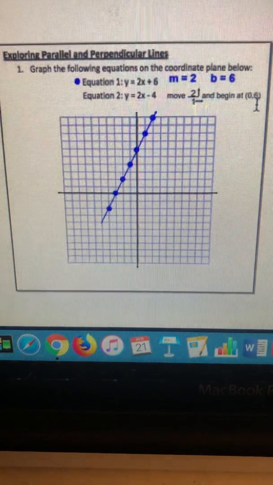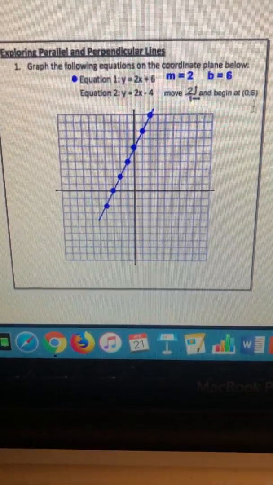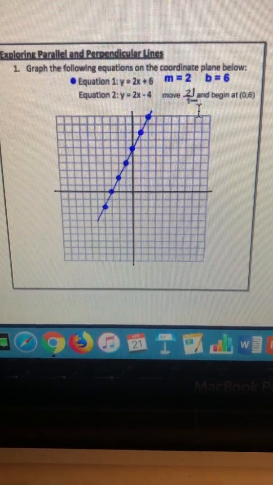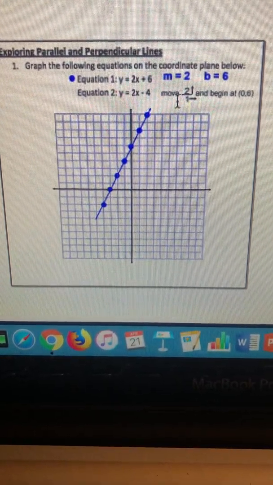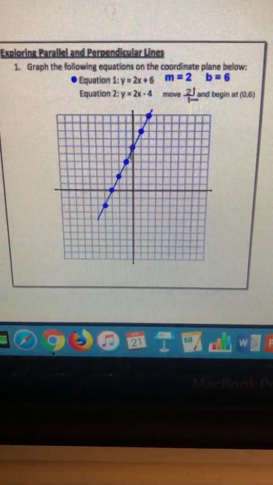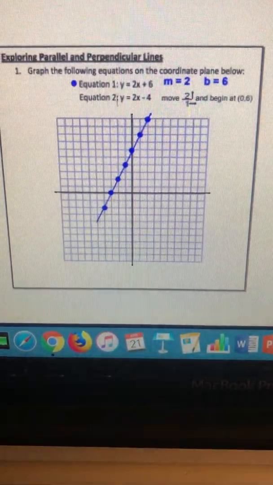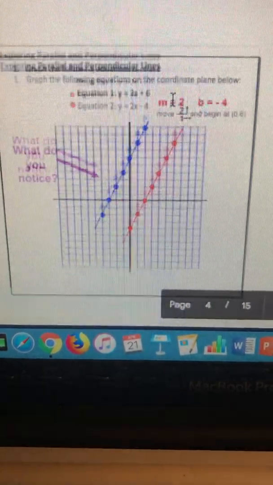So some of you struggled with remembering this yesterday. So just make sure you maintain that understanding, because it will keep coming up, pulling out the slope and the y-intercept and graphing them. So here's that line graph for you. Then you go on to equation 2, and we do the same thing.